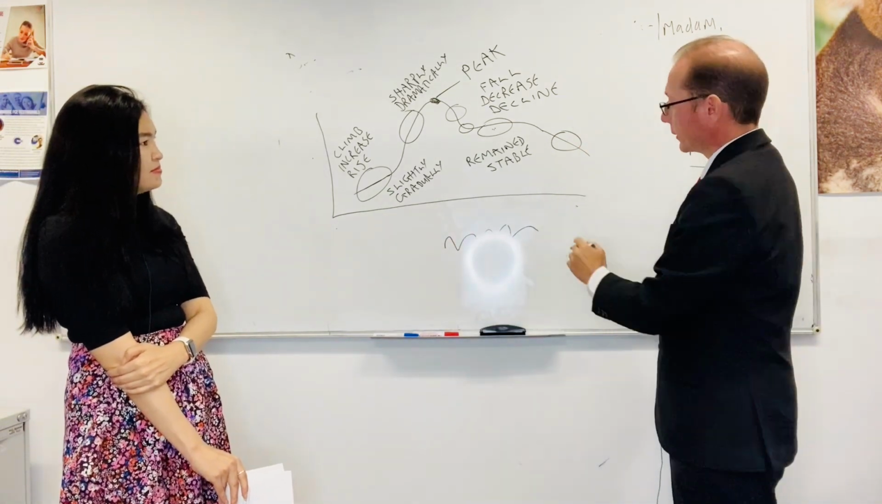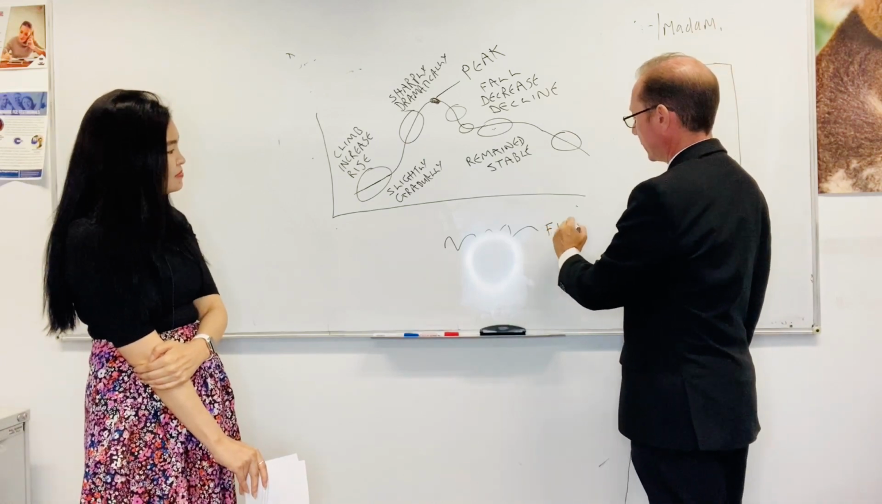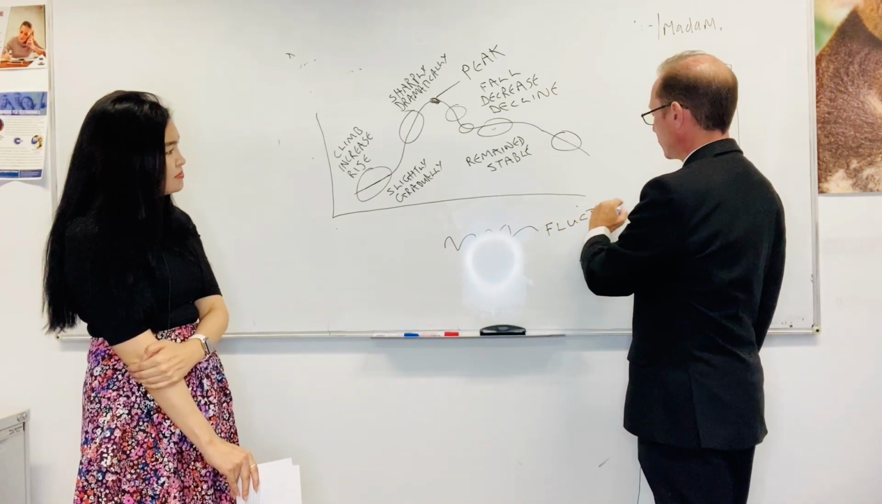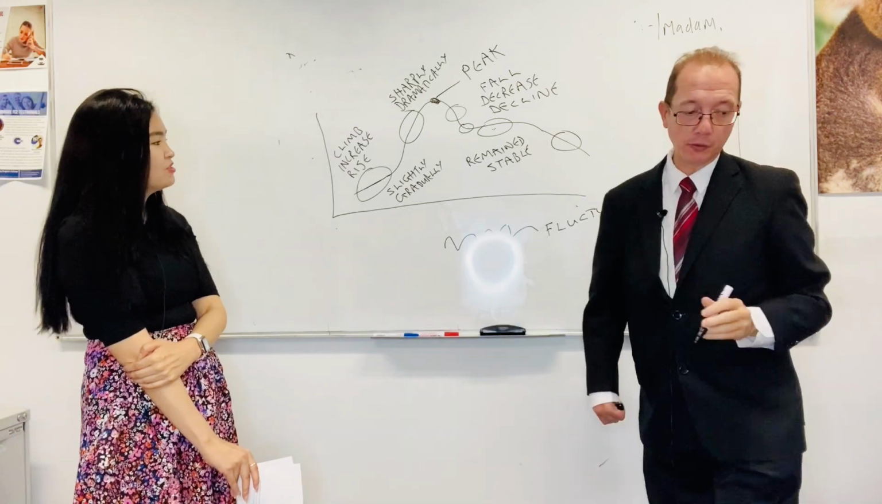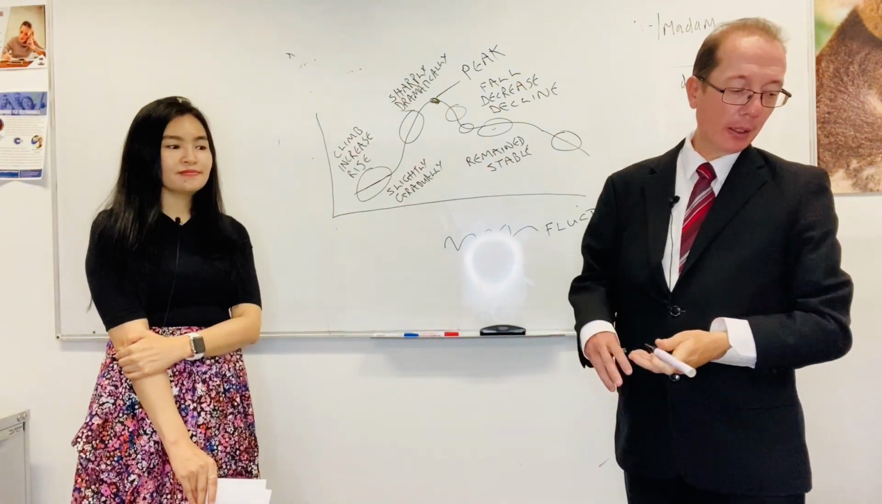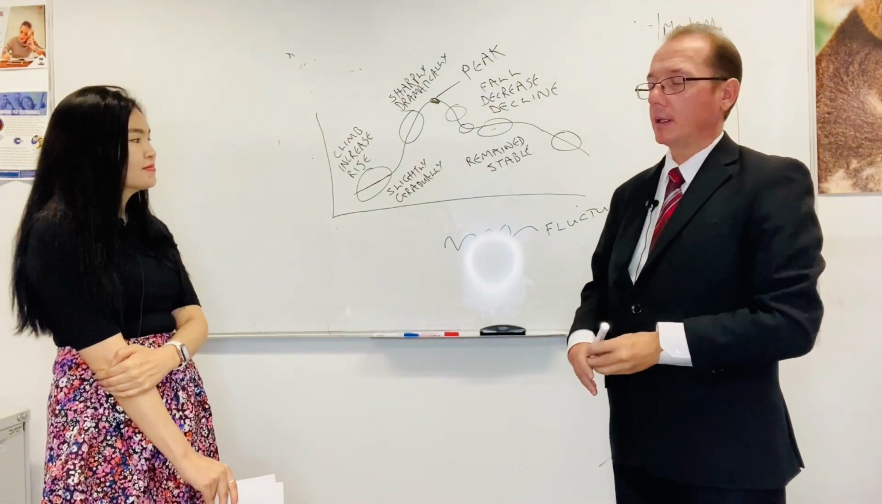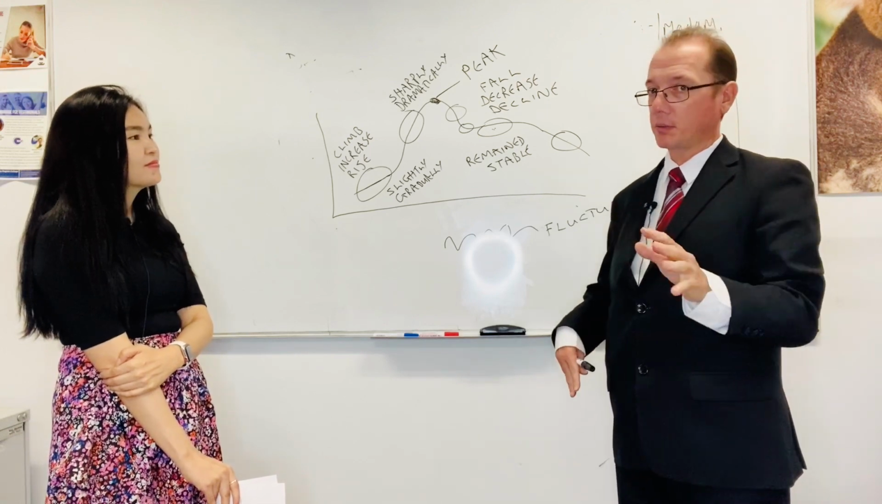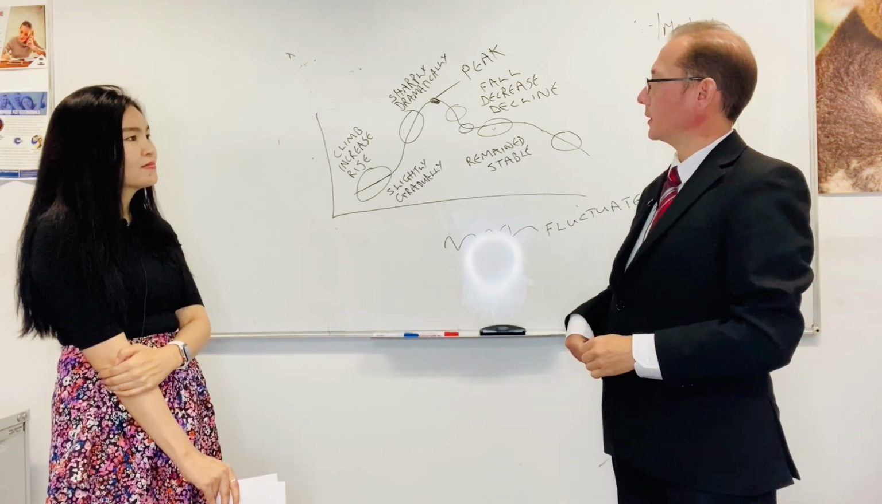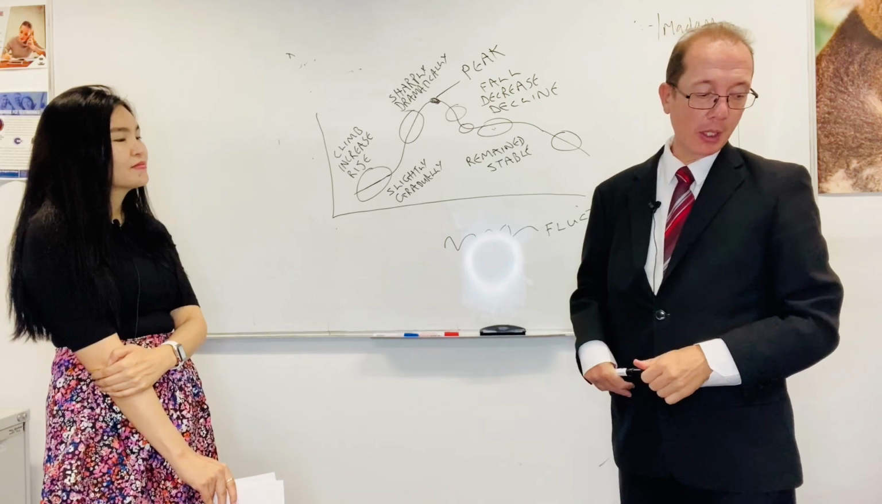What's another useful word if it's going up and down a lot? Quite a useful word is fluctuate. To fluctuate means to go up and down. That's another useful word. There are lots of useful words, but I think these are the most useful ones.